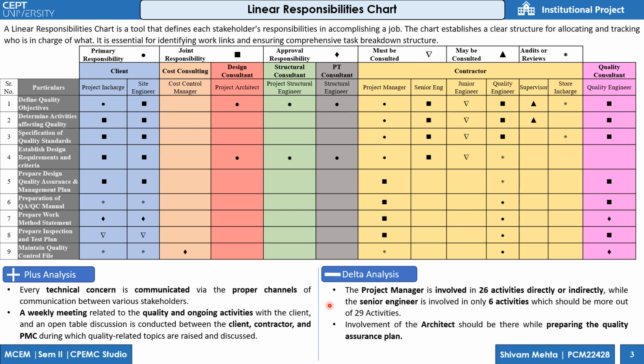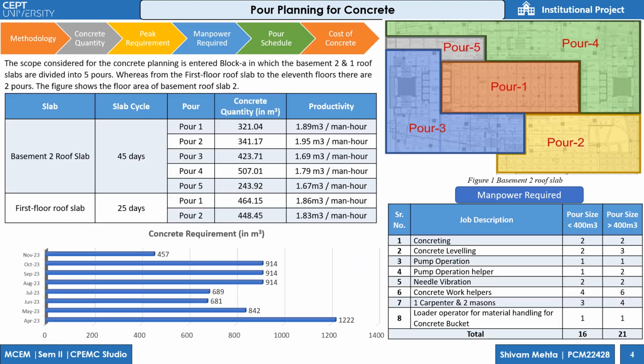And for delta analysis, the project manager is involved in 26 activities directly or indirectly, while the senior engineer is involved in 6. So the senior engineer involvement should be more as compared to the project manager to reduce the load, and the involvement of the architect should also be there while preparing the quality assurance.